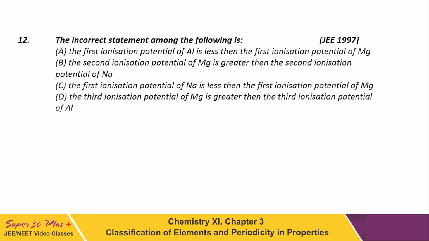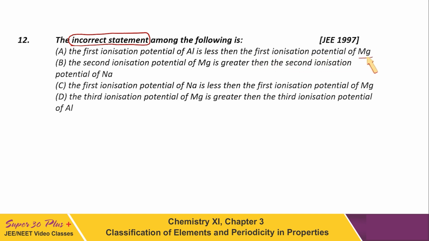Right. Another question. This question is a theoretical question. It was there in the 1997 Joint Entrance Examination, IIT. In this question, the examiner is asking for the incorrect statement. Please do remember, you have to pick the incorrect statement, not the correct one. First ionization potential of Al is less than that of magnesium.